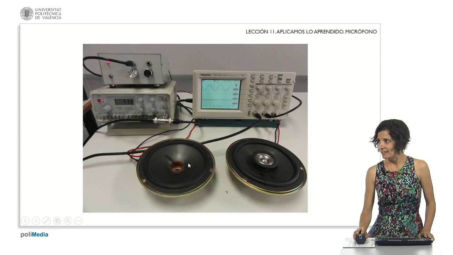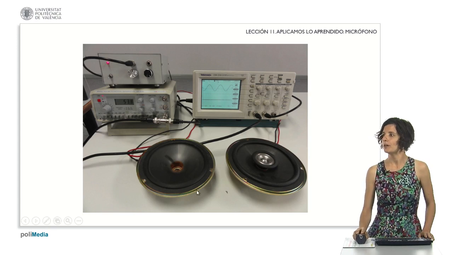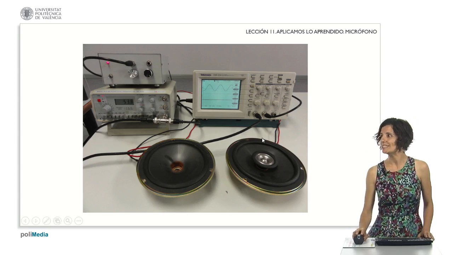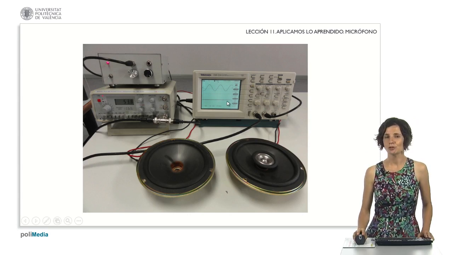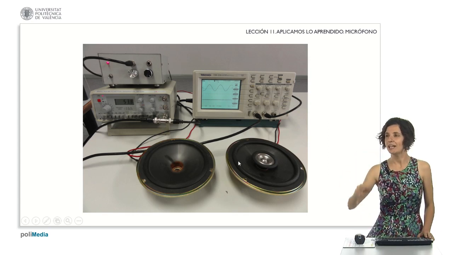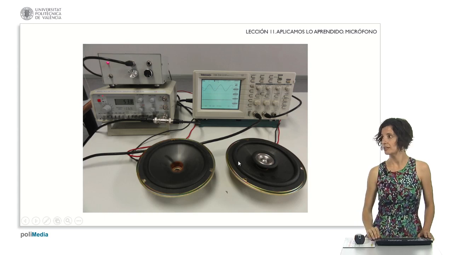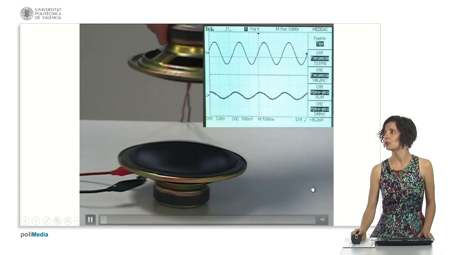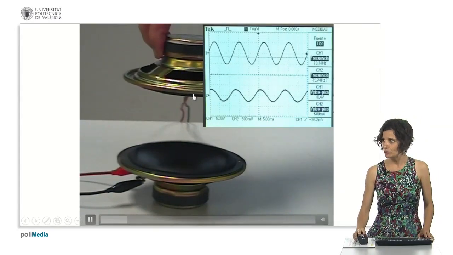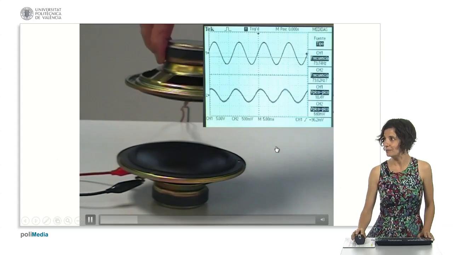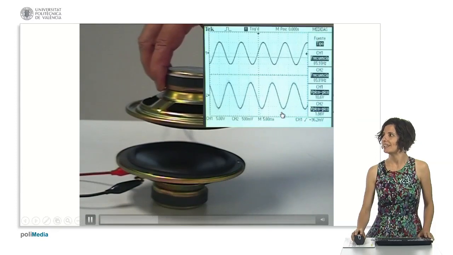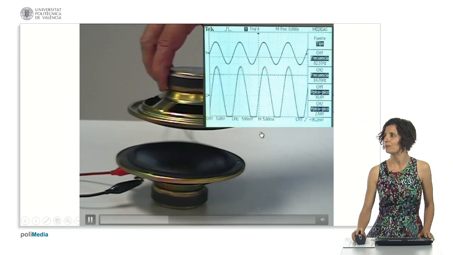Whenever the active speaker is running, we will put on top of this speaker a passive speaker, whose signal we are going to record in channel 2 of the oscilloscope, and we'll see how the speaker picks up the signal acting as a microphone. Okay, and that's what we can notice in this video. You see that when we bring the passive speaker closer, it boosts the signal.